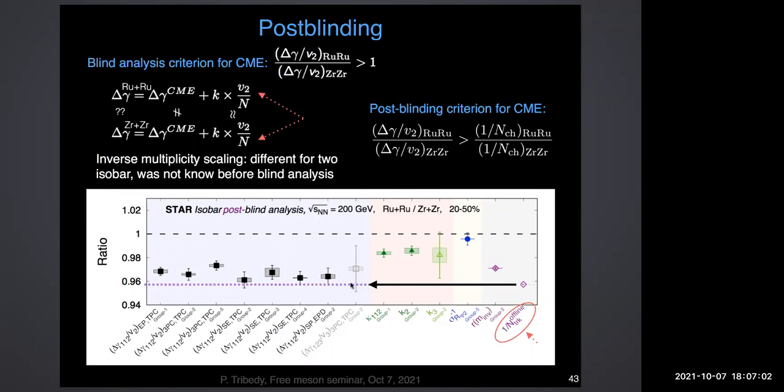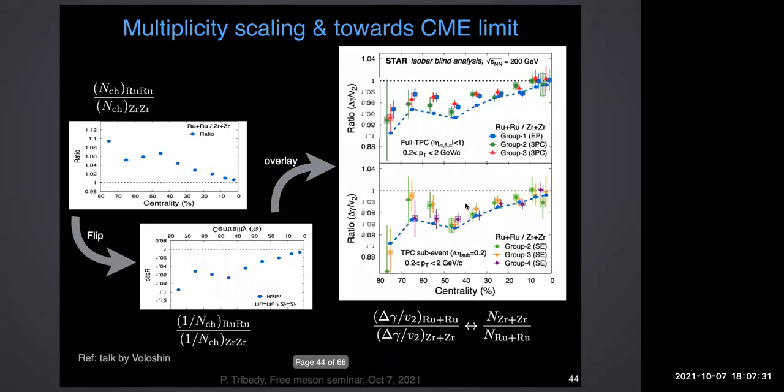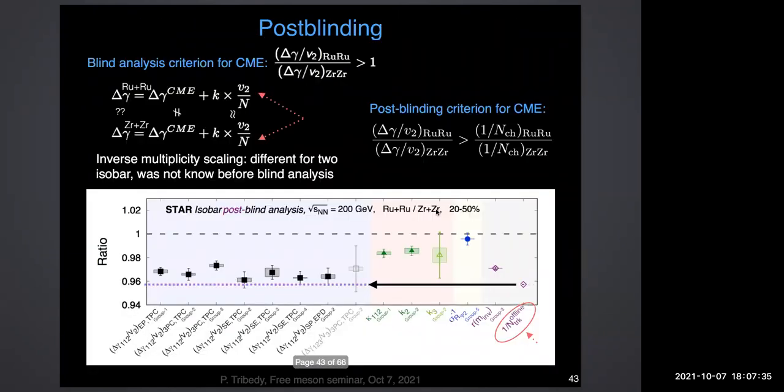So if this is the line, which is our new baseline, you see that the points are close. Sometimes they are above with some significance, and depending on what method you use, they are sometimes consistent with each other. So you see everything is below 1 now, but because of the multiplicity difference, it is possible that the new baseline will be shifted here. So you have to probably compare with this purple band. But this is over. I just wanted one slide and I end my talk. This is in 20 to 50% centrality.